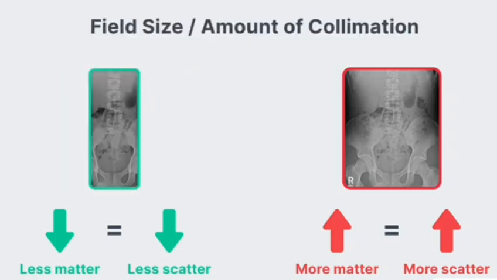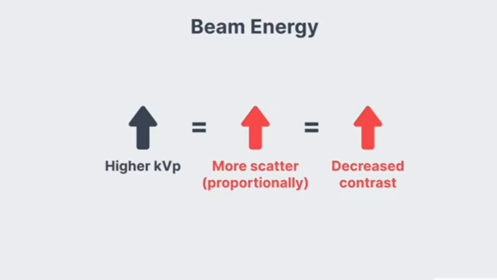One more way we apply this principle is in regards to the field size, or the amount of collimation. If we decrease the collimation or use a larger field size, there's more matter being exposed, therefore more scatter, and lower contrast. The opposite is true in regards to reducing scatter. If we increase the collimation or use a smaller field size, there's less matter being exposed, therefore less scatter and higher contrast.